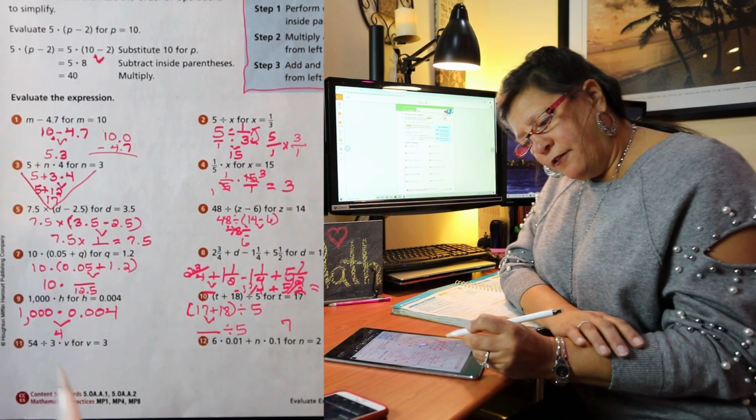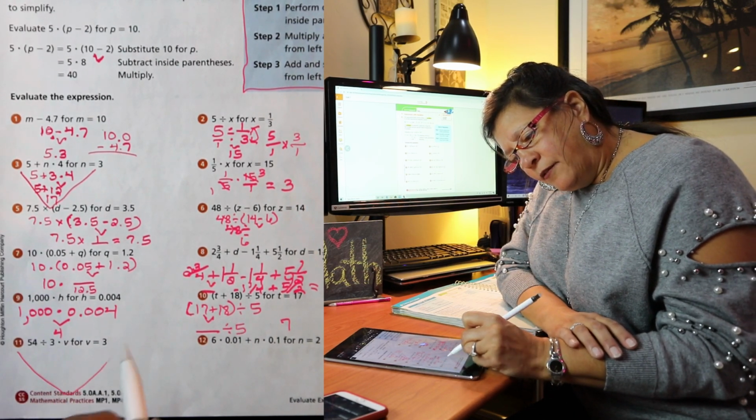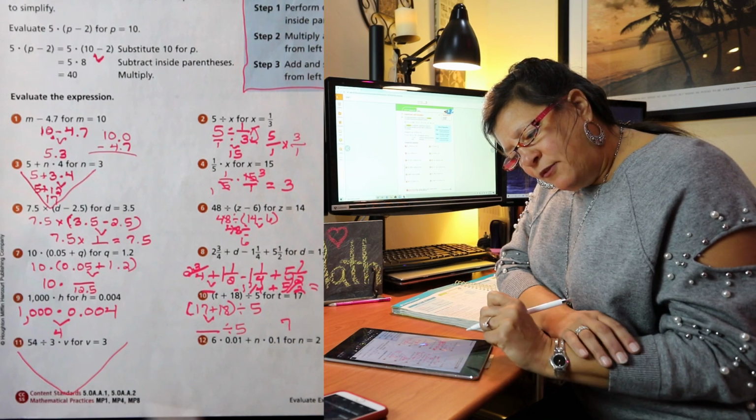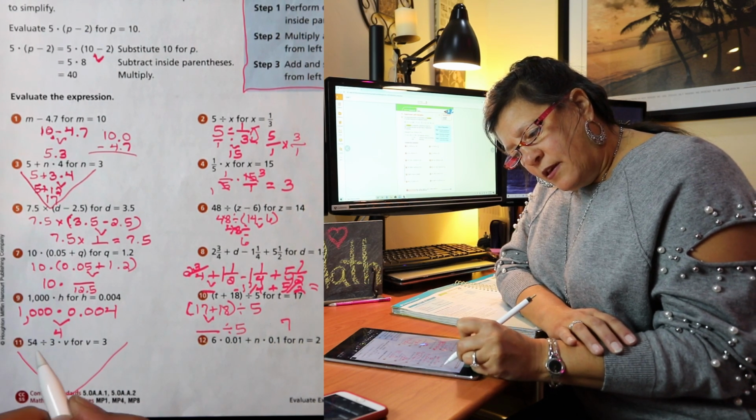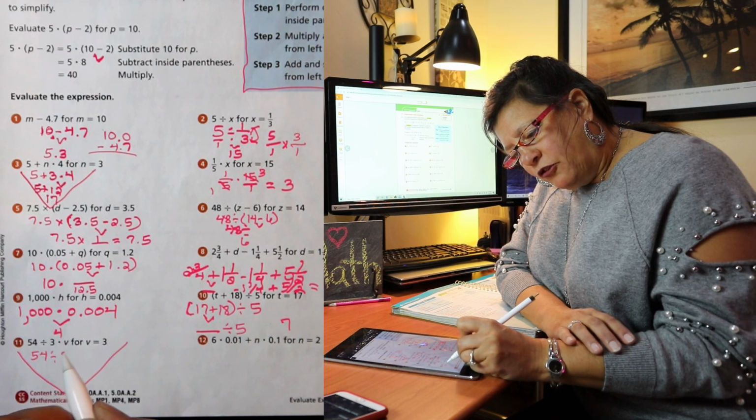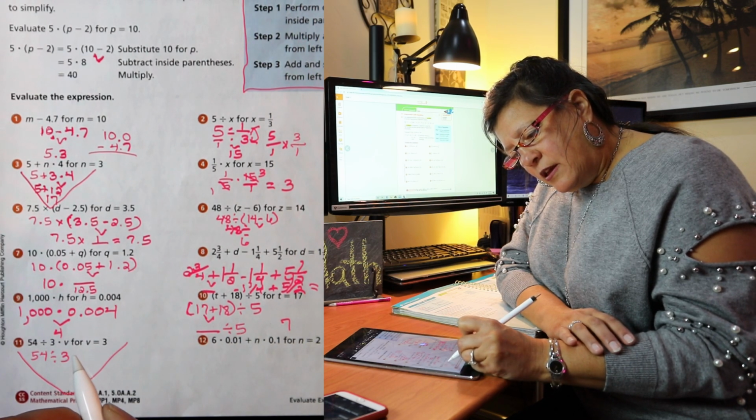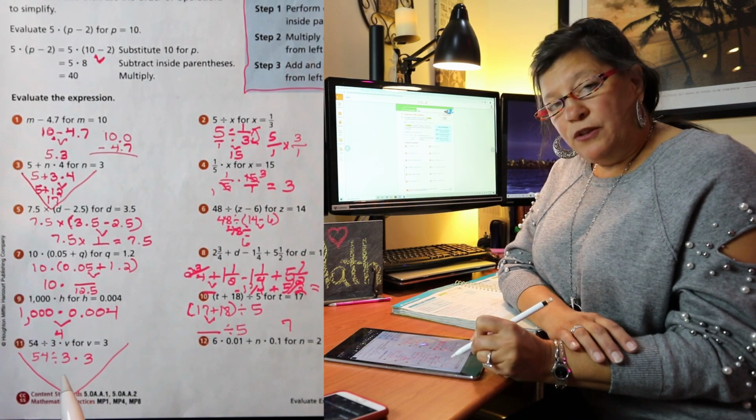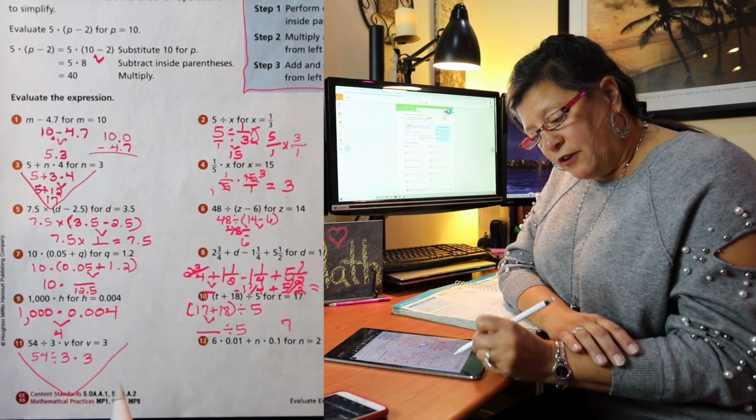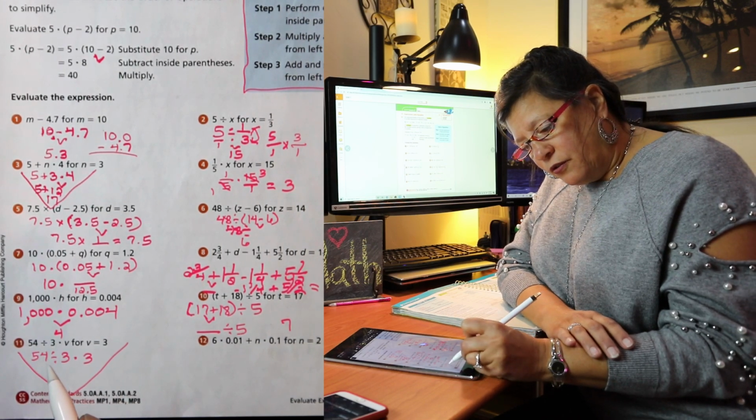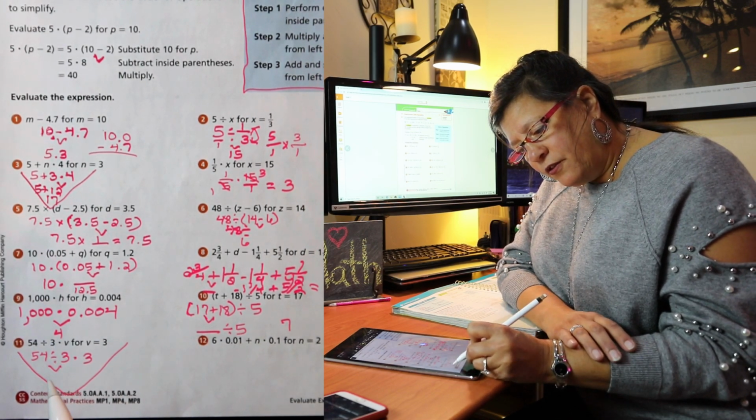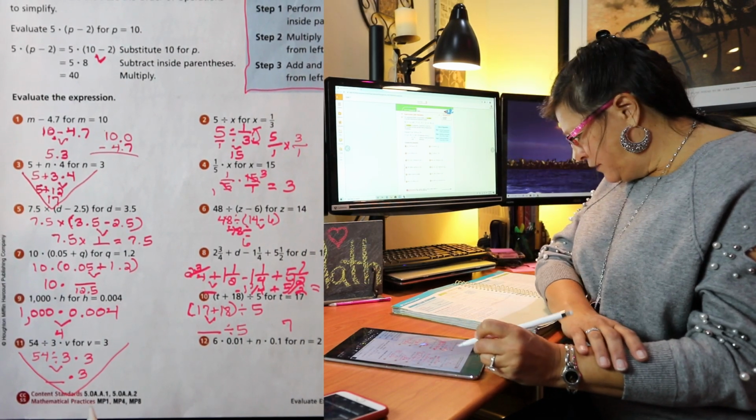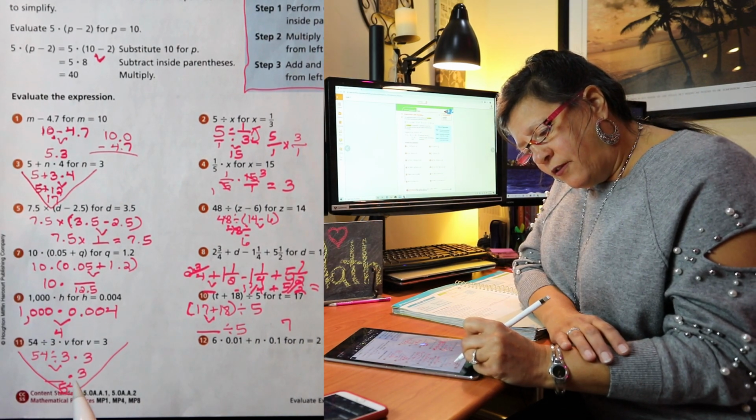Got a little bit of a glare there for me. Okay, I have a little more room down here, so I'm going to do my ice cream cone. 54 divided by 3 times v, for v equals 3. So I'm going to write out my expression, replace the v with the 3. Now we do not have parentheses, but we do have a division and multiplication. So we work left to right. So you do 54 divided by 3 first, bring down your times 3, and then your final answer should be 54.